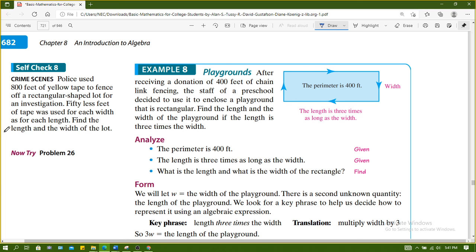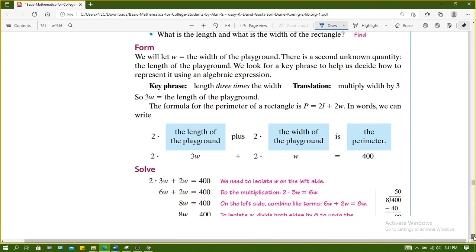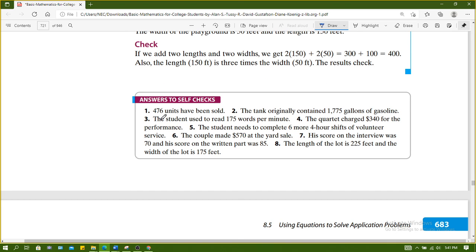Crime scene. So, self-check number 8: pause the video, copy this one, and then answer. For your answers on the self-checks, it doesn't have to be the same word for word, but at least you have the right units and the correct answer. So for number 1, 476 units have been sold. You can post this here and then check your answer. If you have wrong answers, go over your solution, check what you have done wrong, and then correct the mistakes. Okay? We are permitted a chance to correct our mistakes.